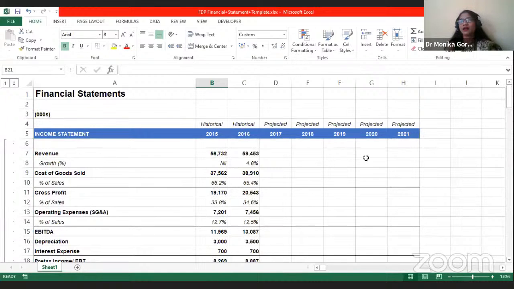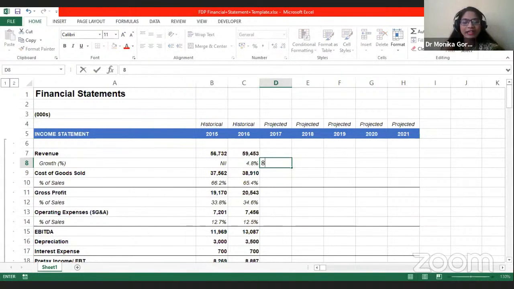Now our calculation starts over here. How are we going to project our 17, 18, 19, 20 and 21? So as I told you, when we are building any financial statement, as we don't have any data, we have to do certain assumptions. So our first assumption is that we are going to assume that over a period of time my growth rate in my revenue will be, suppose, 8%. My growth rate will be 8%.